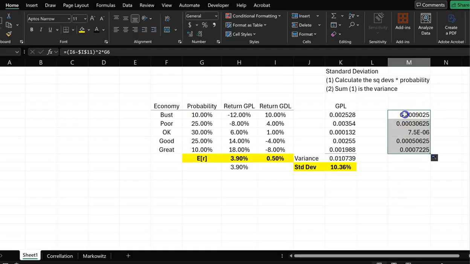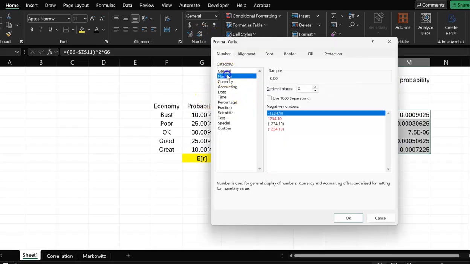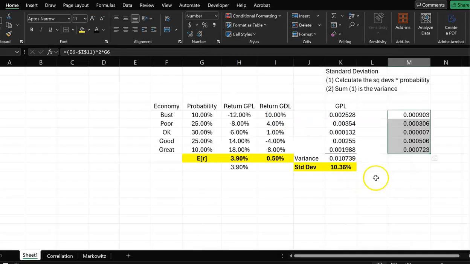So I'll drag it down. I'm going to format these so that they don't show up in scientific notation because some people don't understand that. I want to make sure I don't confuse you here. So there we go. Notice that this one's almost 0. It's very small.